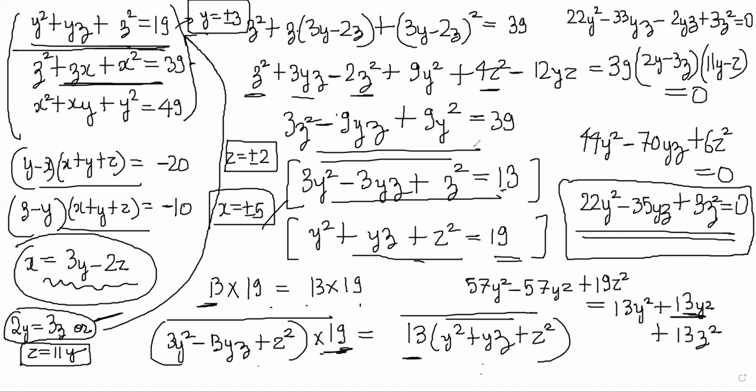Once we got that, we are near the end of the solution because we got two solutions, 2y is equal to 3z or z is equal to 11y. Put it back in any of the equations, ideally the first equation, and you'll get two sets of solutions, right? Okay. So that was that. That was a little trickier than the previous systems of equations that we were seeing.